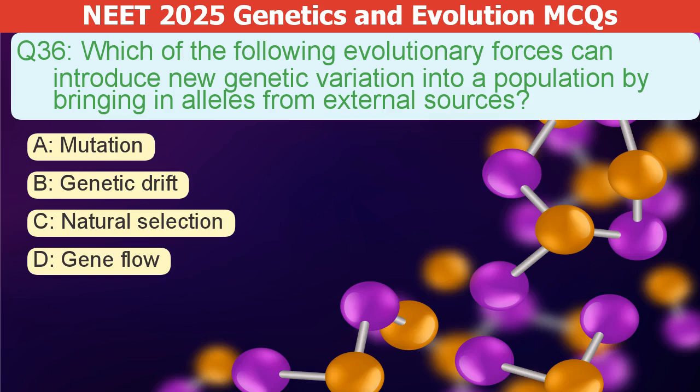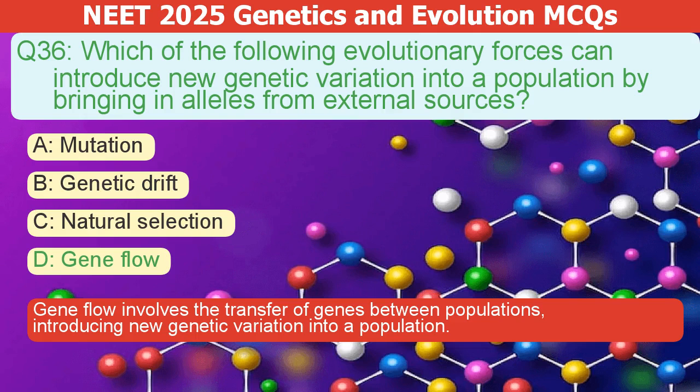Which of the following evolutionary forces can introduce new genetic variation into a population by bringing in alleles from external sources? A. Mutation. B. Genetic drift. C. Natural selection. D. Gene flow.